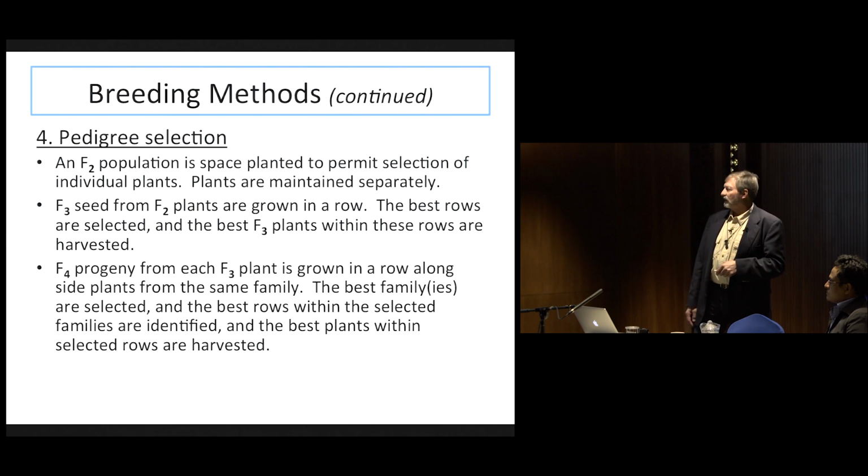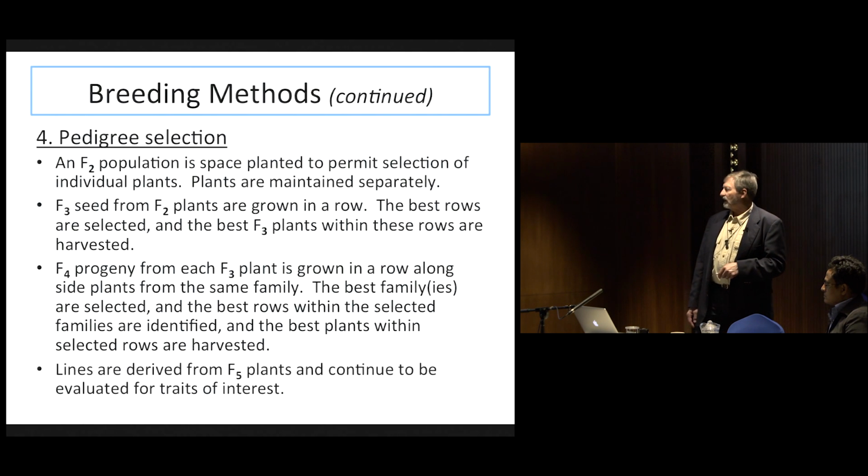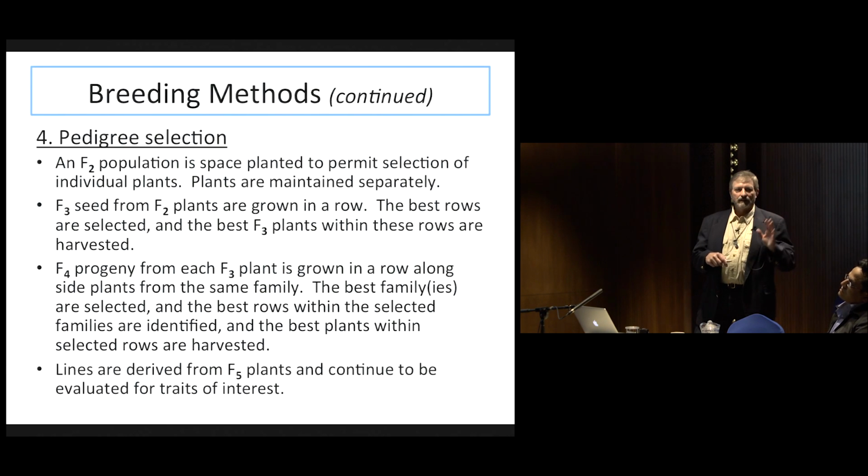And then the F4 progeny from each F3 plant is grown in a row alongside other plants from the same families, and then the best family or families are selected, and the best rows within the selected families are identified, and the best plants within the selected rows are harvested. And then lines are derived from F5 plants and continue to be evaluated for traits of interest. Does anyone here use a pedigreed system of plant breeding in their program?